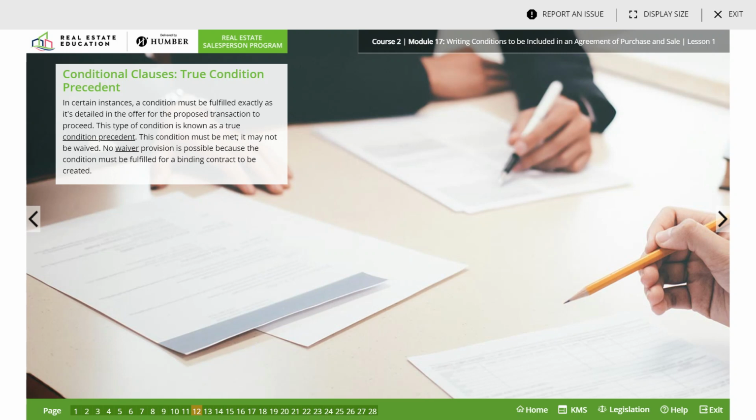In certain instances, a condition must be fulfilled exactly as it's detailed in the offer for the proposed transaction to proceed. This type of condition is known as a true condition precedent. This condition must be met. It may not be waived. No waiver provision is possible because the condition must be fulfilled for a binding contract to be created.